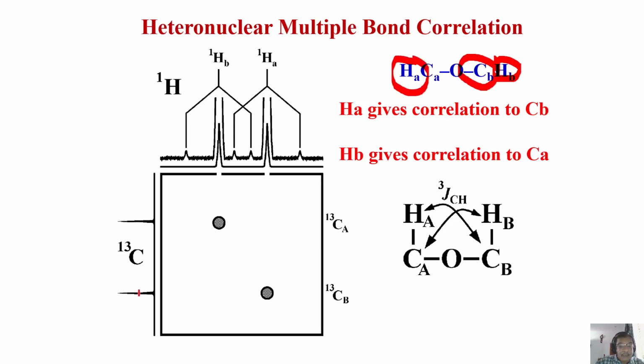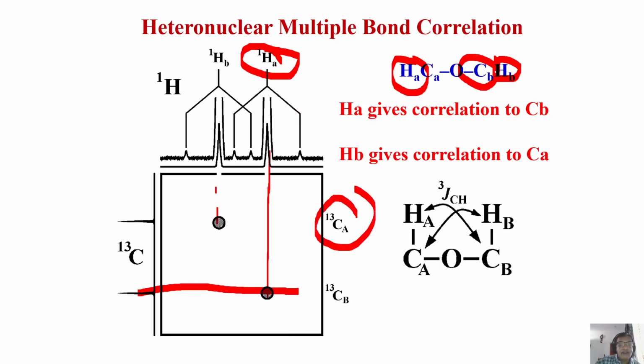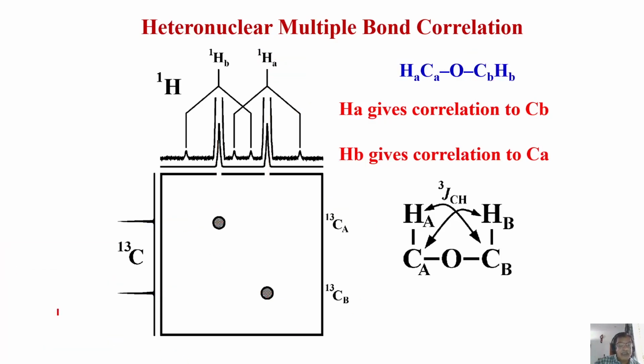So this is the chemical shift of carbon B, but you go vertically like this, this is correlating to proton A. This is a long range correlation. Carbon B giving correlation to proton A. Here carbon A giving correlation to proton B. This is a beautiful experiment. You understand what is happening here? You are getting long range correlations very easily.